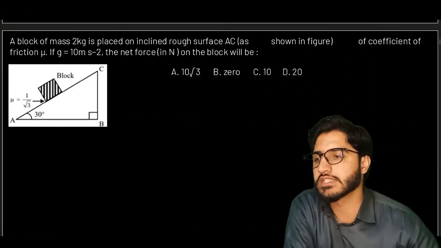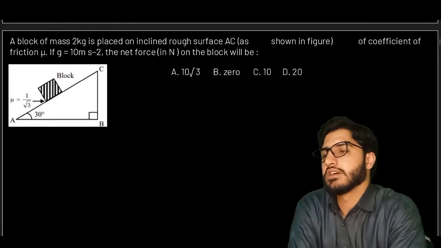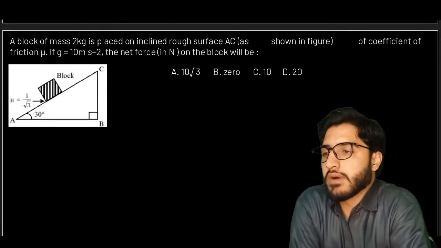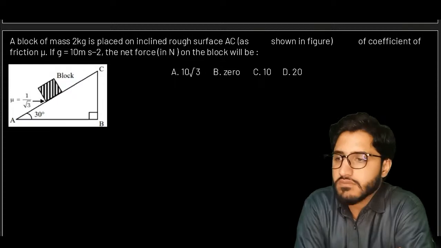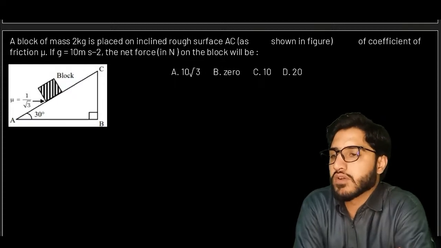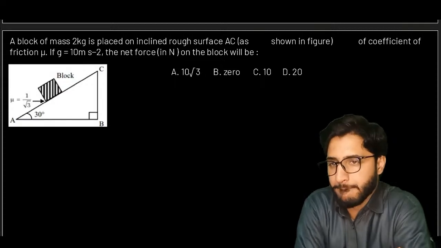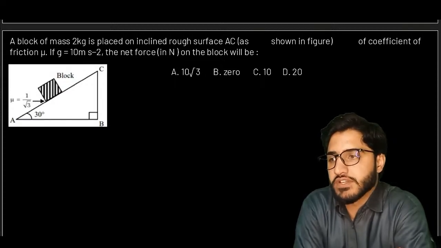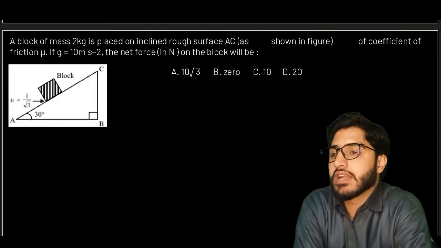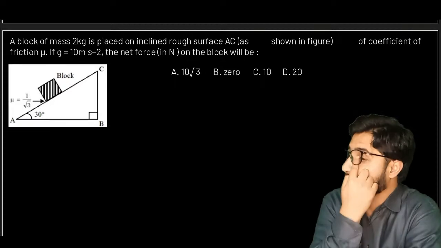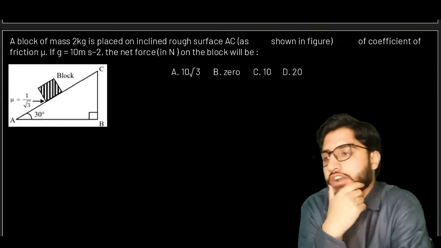Okay. So next numerical. A block of mass 2 kilogram is placed on inclined rough surface AC, of coefficient of friction nu. If g is 10 meters per second square, then the net force on the block will be. So we have to find out the net force.